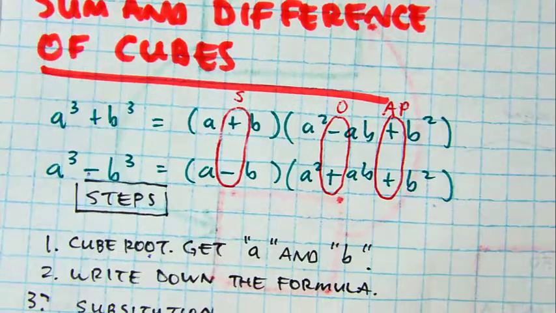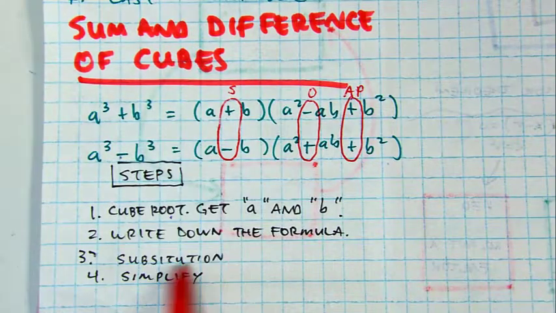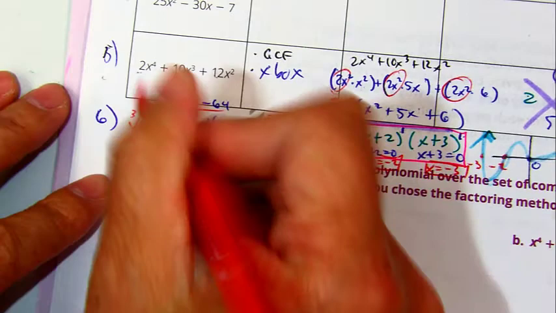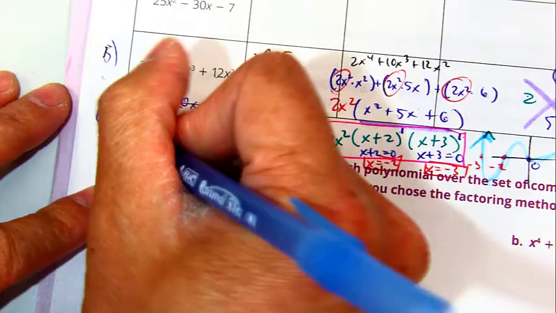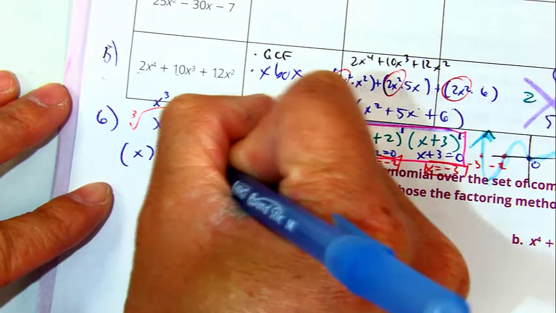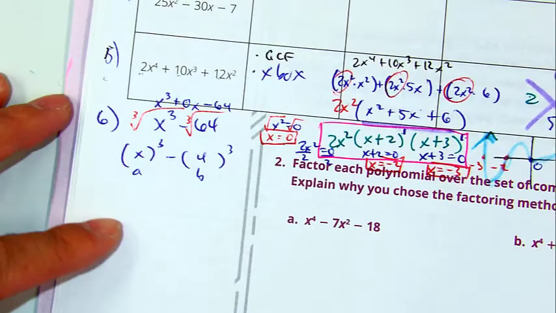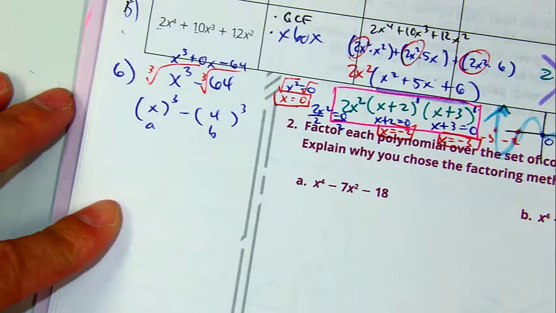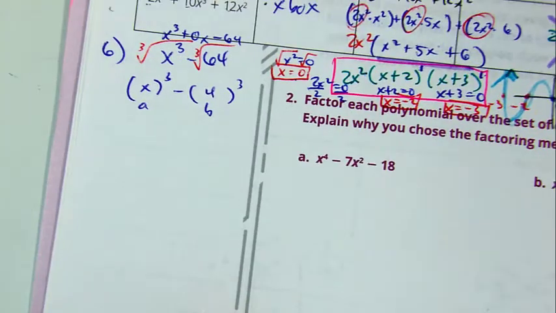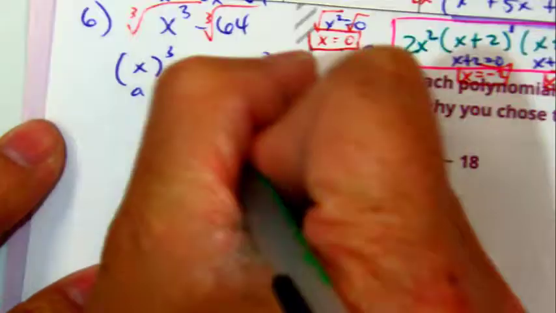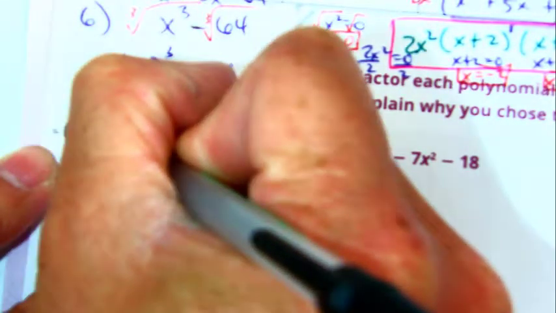then basically what I'm doing is the sum and difference of cubes, right? I take the cube root, I get a and b, write down the formula, substitute, and simplify. So if I put in here x, what number goes in here? Cube root of 64. There's my a, there's my b. I'm going to write down the formula now. Remember, this has a minus sign, and then I just use my SOAP. A minus b, because s is same. I need the opposite and always positive.